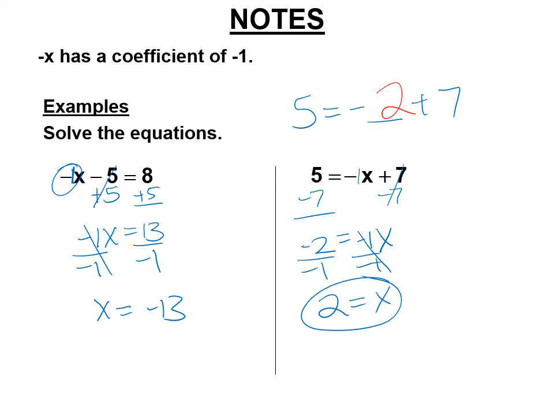Okay? Now let's look at the last one, just to go back on the same idea. It was negative blank minus 5 equals 8. The only number that could go in there was negative 13, because you needed the opposite of negative 13 to make it true.